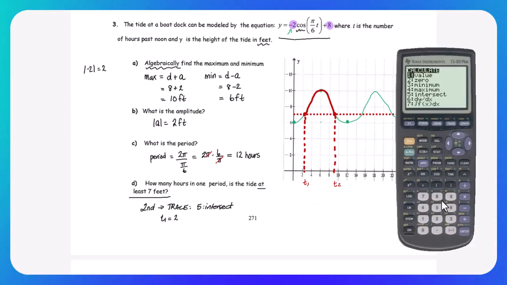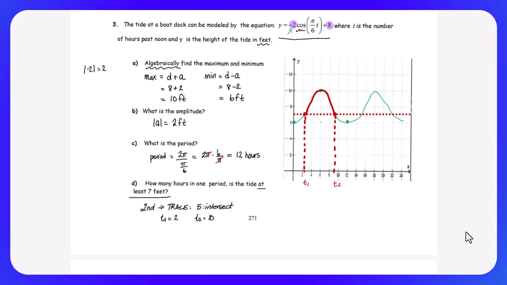Let's get the second one. Second trace again, 5 for intersect. This time, we're going to go close to the second intersection that we're interested in. So head on over, hit enter, enter, enter. And now when y equals 7, x equals 10, so that's our t2.